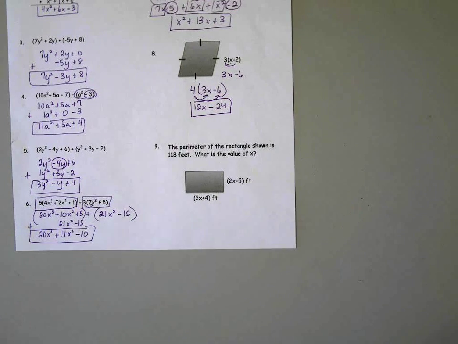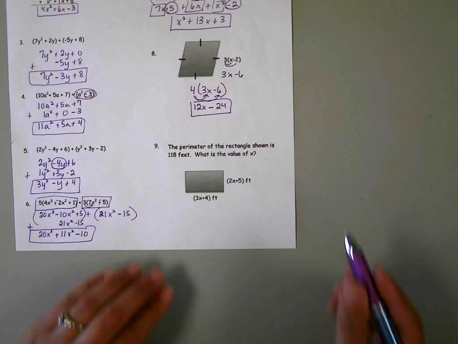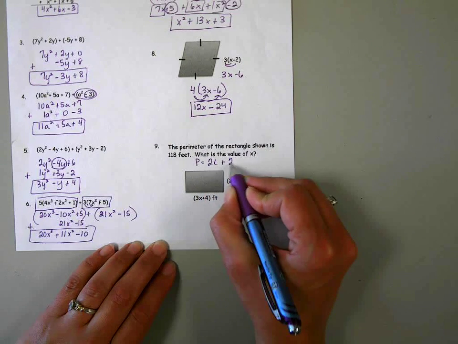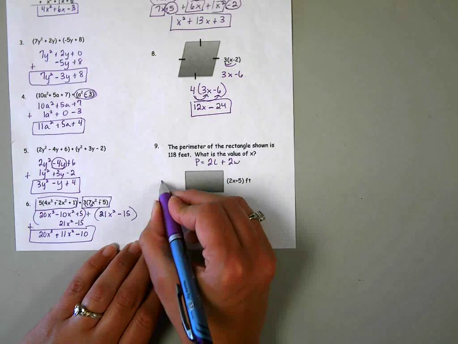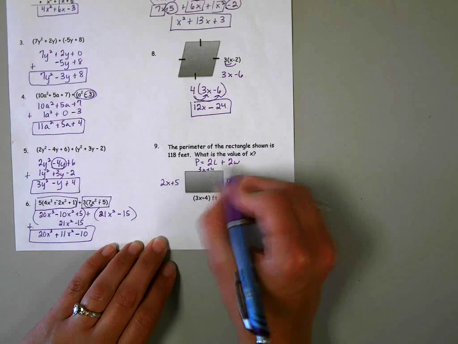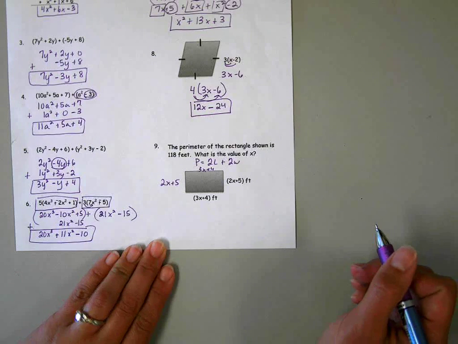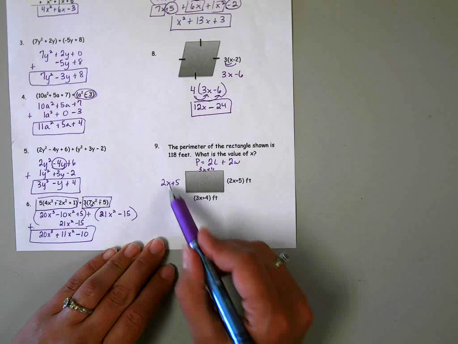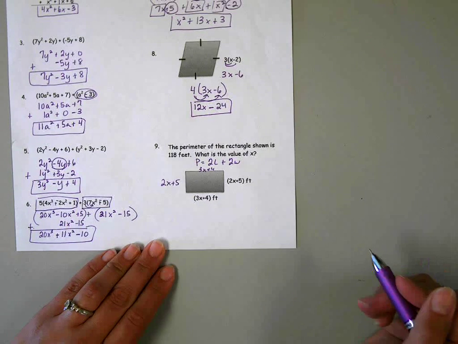Okay, the last question is the perimeter of the rectangle shown is 118 feet. What is the value of x? So here I have a rectangle, and remember that the formula for the perimeter of a rectangle is P equals 2 times the length plus 2 times the width. So I can use this formula to solve and figure out what x is. But first, I need to simplify these lengths here.